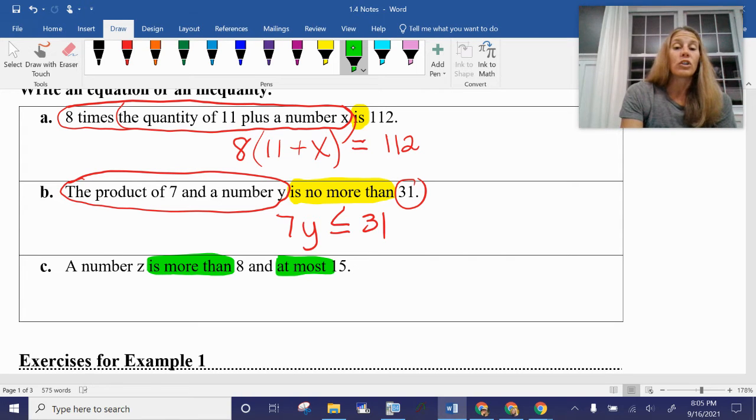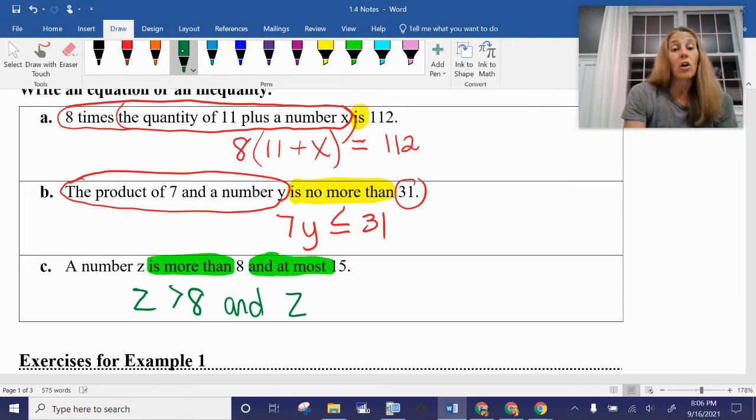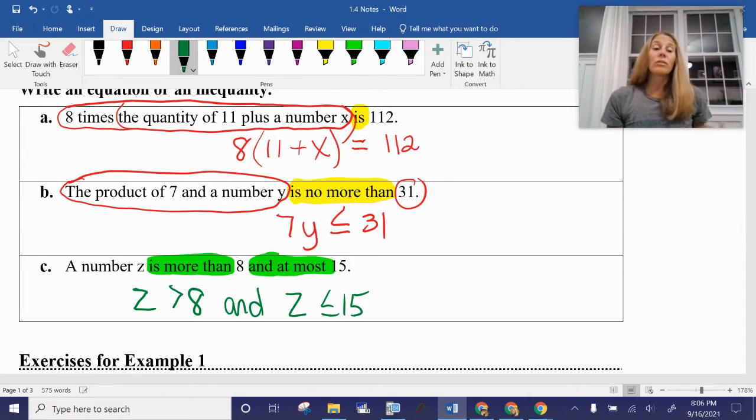So this is a situation where we actually have two inequality signs. This is kind of like a bonus part here. We have a number z is more than 8, and that number z is also at most 15, which if we look up on that chart, is less than or equal to 15. So what they're giving us here is two different inequalities in the same sentence. Those can be very tricky and confusing. So if I put anything like that on the quiz, it would probably be extra credit.